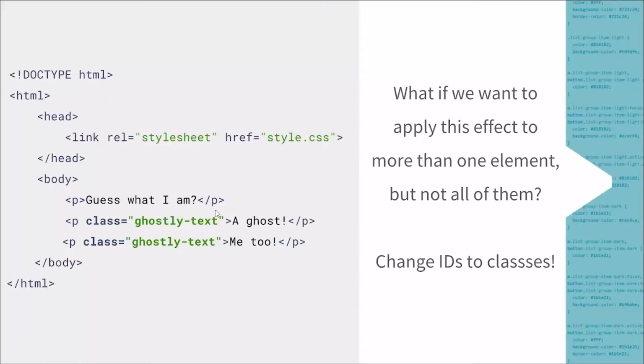So what if we want to apply this to more than one element, but not all paragraphs? What if we want these two paragraphs to be ghostly text, but we don't want the first paragraph to be? We can't have multiple IDs. So what we're going to do, we're going to change those IDs to classes. So now these two paragraphs belong in the ghostly text class. So let's go ahead and do that.